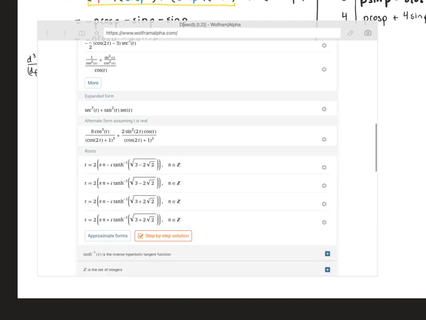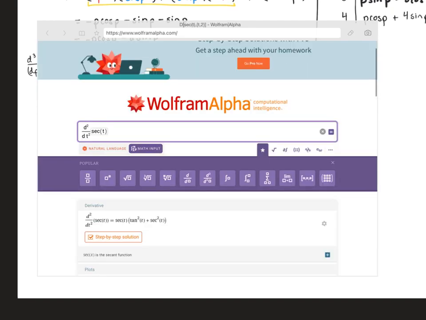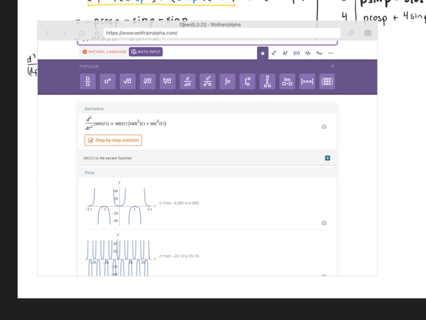So when you're checking in the back of the book or you're checking against Wolfram Alpha, just know that the answers might look slightly different, but a good way to check if they're the same is just go ahead and graph them if you're not sure.